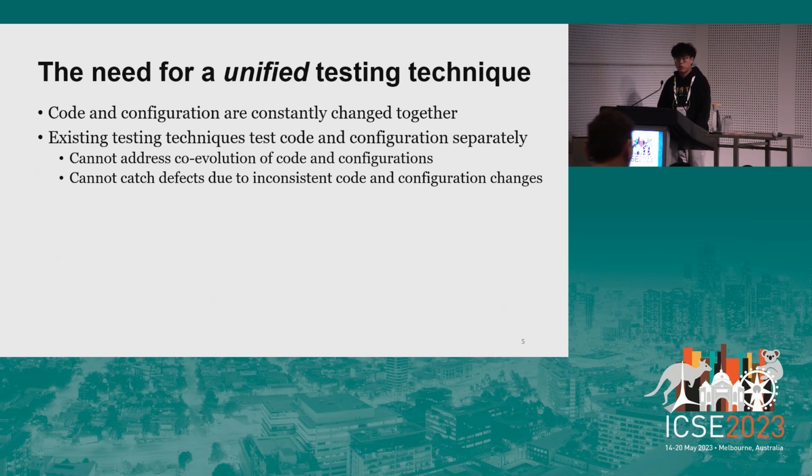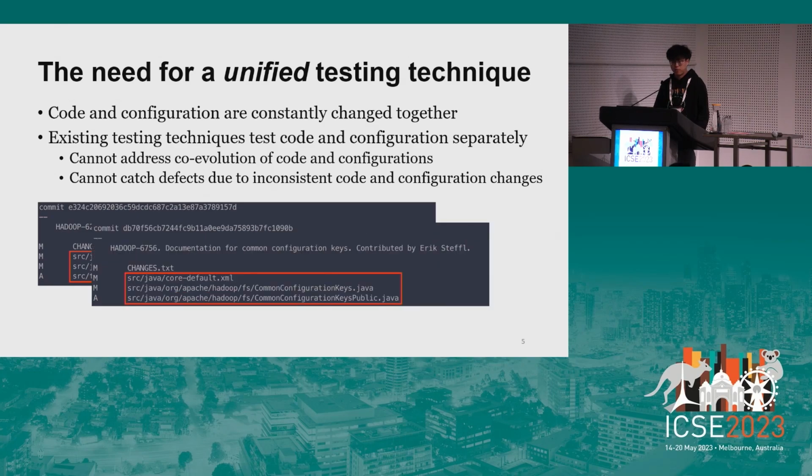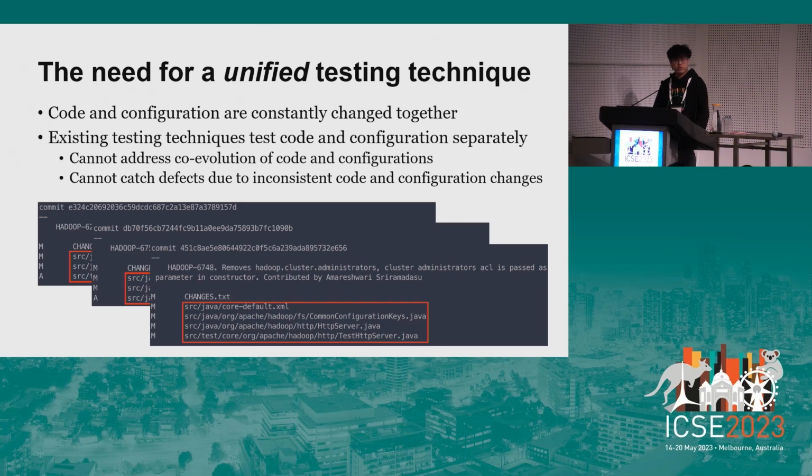In modern software development, code and configurations are actually co-changing. Here are some Git histories of the Hadoop Common project that show the configuration files are usually changed together with code files. Existing regression testing and configuration testing test code and configuration separately. This separation makes it hard to test the evolution of code and configuration. Also, it cannot catch defects due to the inconsistency of code and configuration changes.